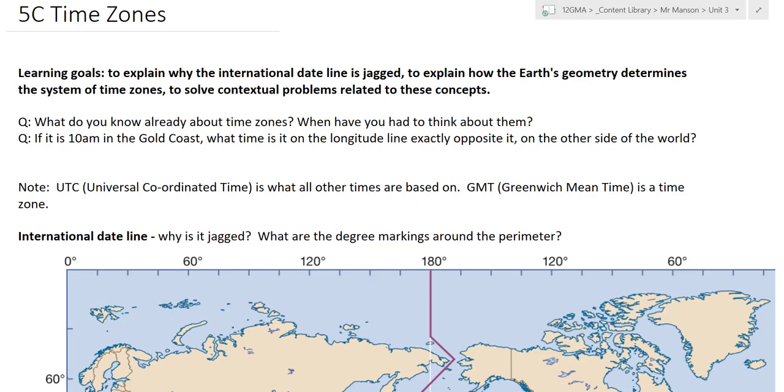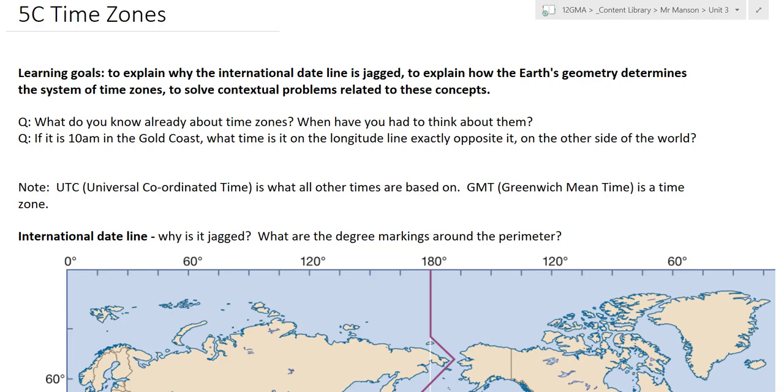So here's the first question that we're going to talk about, and I'm going to ask you this in a minute, but not yet. If it's 10 a.m. in the Gold Coast, what time is it on the longitudinal line that is exactly opposite the Gold Coast on Earth? But we'll give it a second. First, let's have a look at the international date line in this map.